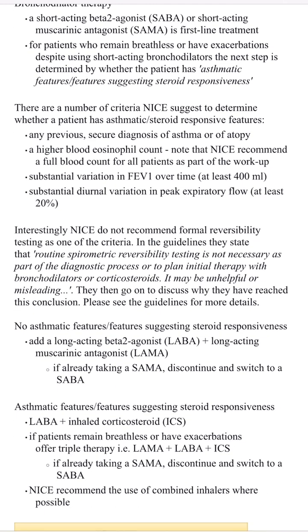Interestingly, NICE do not recommend formal reversibility testing as one of the criteria. The guidelines state that routine spirometric reversibility testing is not necessary as part of the diagnostic process or to plan initial therapy with bronchodilators or corticosteroids. It may be unhelpful or misleading. They then go on to discuss why they have reached this conclusion. Please see the guidelines for more.